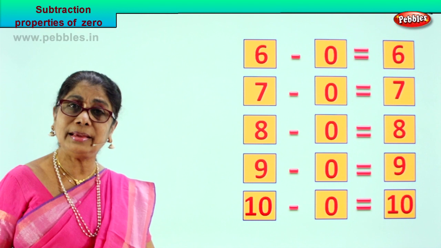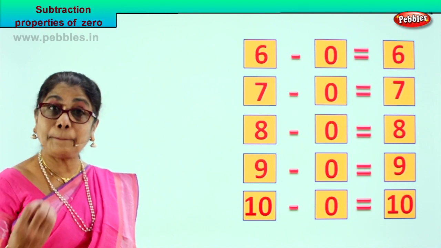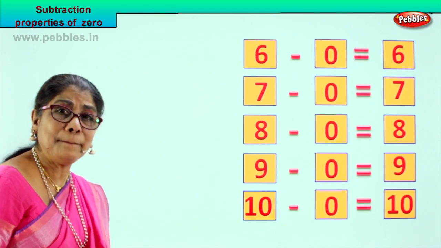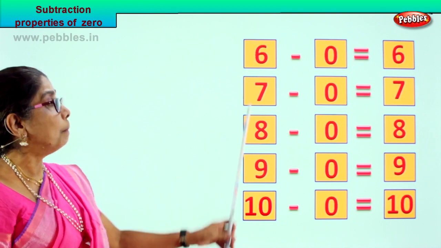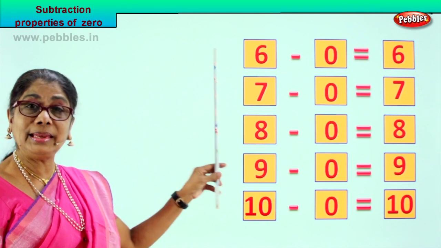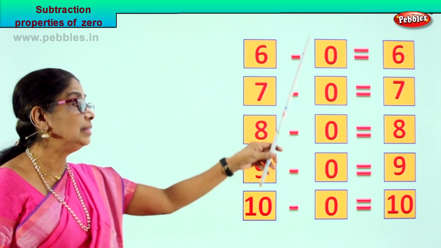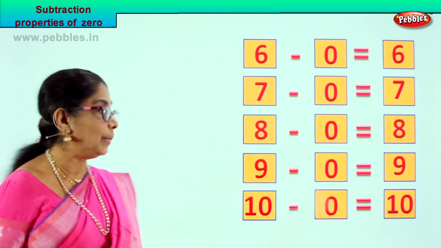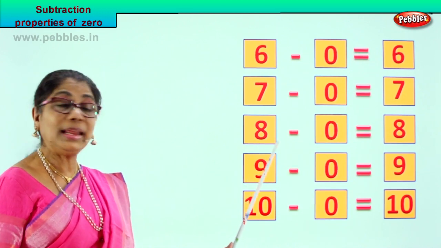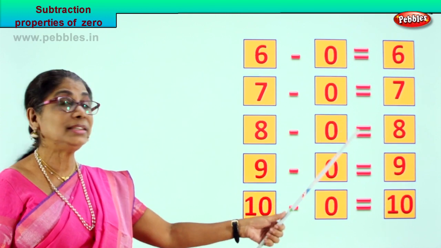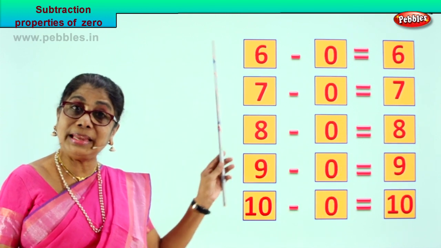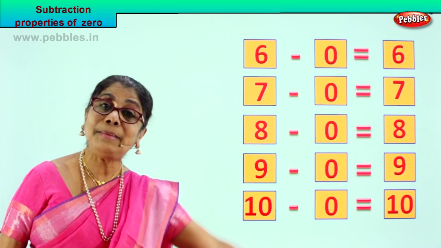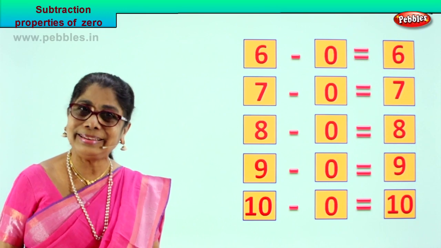What did we learn here? The subtraction property of 0. Any number minus 0 is equal to the number itself. Take any number, let's say 8. Number 8 minus 0 is equal to number 8 itself. Any number minus 0 is equal to the same number itself. Clear? Good.